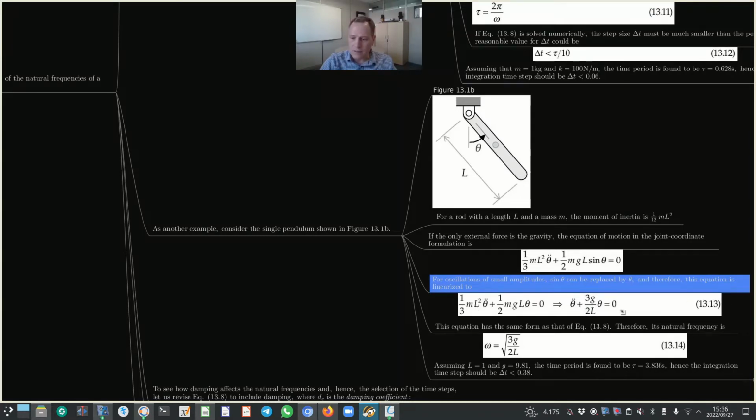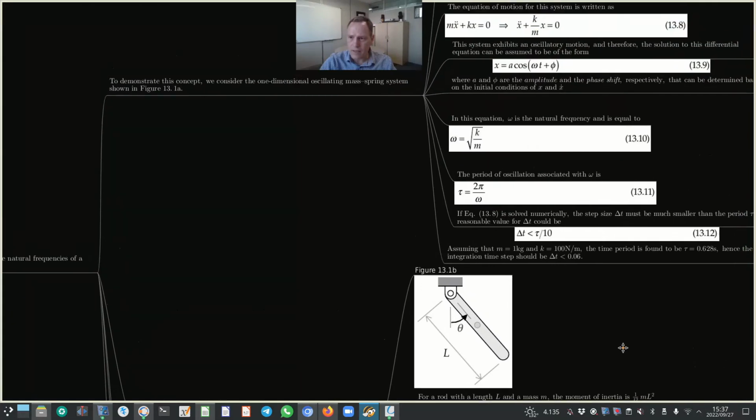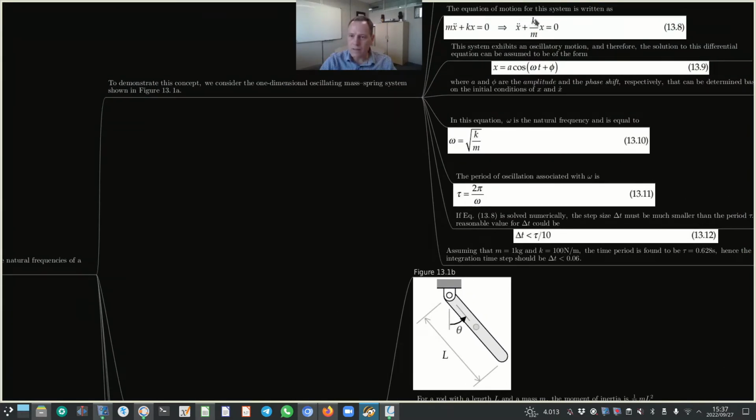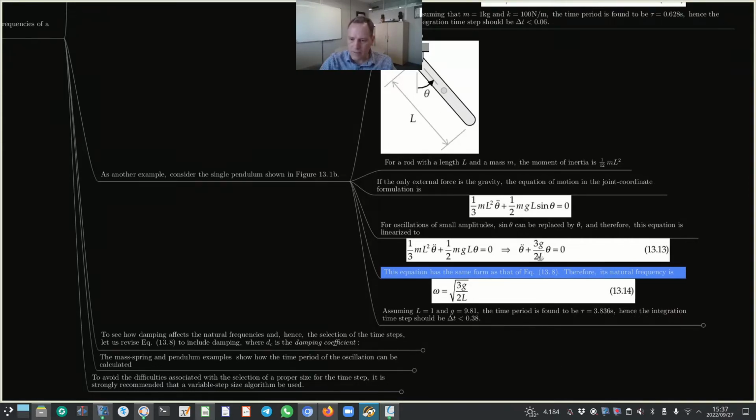to equation 13.3. Theta double dot plus 3 times gravitational acceleration divided by 2 times the length times theta equals 0. And this equation 13.13 has the same form as that of 13.8. Okay, if I can just go back. There we go. X double dot plus k over m x equals 0. It has the same form. Here we have theta double dot and theta, and we've got this term over here. So, therefore, we can say the natural frequency of this oscillating pendulum is the square root of 3g over 2l.